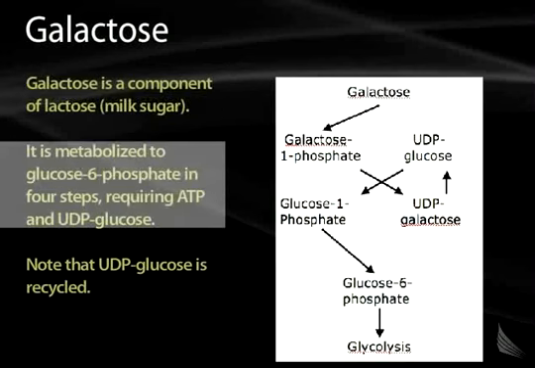It's metabolized to glucose 6-phosphate in 4 steps that require ATP and UDP glucose. Basically what happens is that galactose is converted to galactose 1-phosphate, and then it's exchanged with a molecule of UDP glucose, such that you end up with glucose 1-phosphate and UDP galactose. UDP galactose then is recycled to UDP glucose, and you get a little cycle there. So the glucose 1-phosphate then is converted to a molecule of glucose 6-phosphate, which can enter glycolysis. So the net effect is that galactose is converted in this process to glucose 6-phosphate.